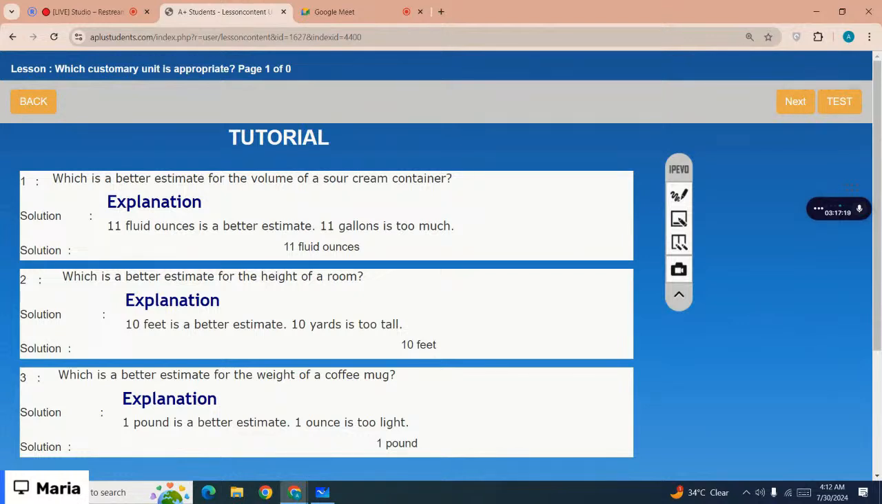Okay, let's start with the test questions, because here you are not given the options.